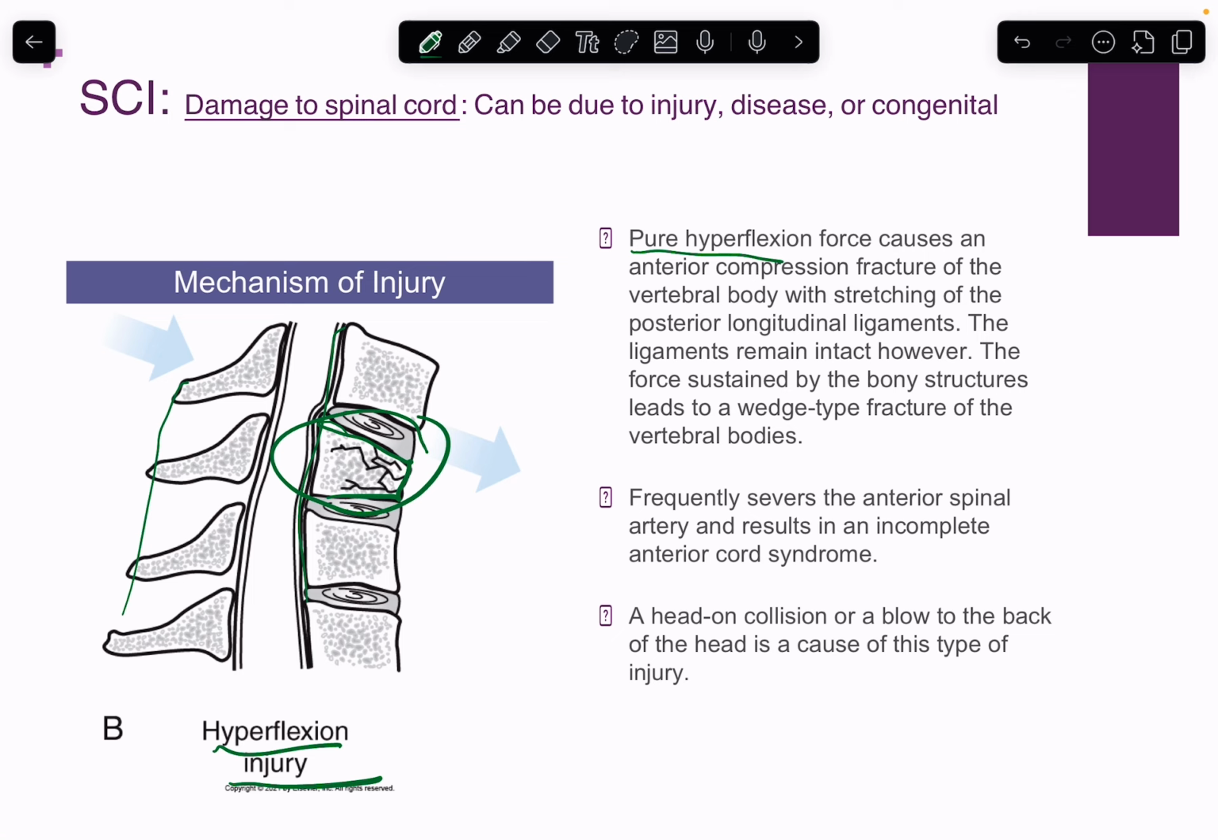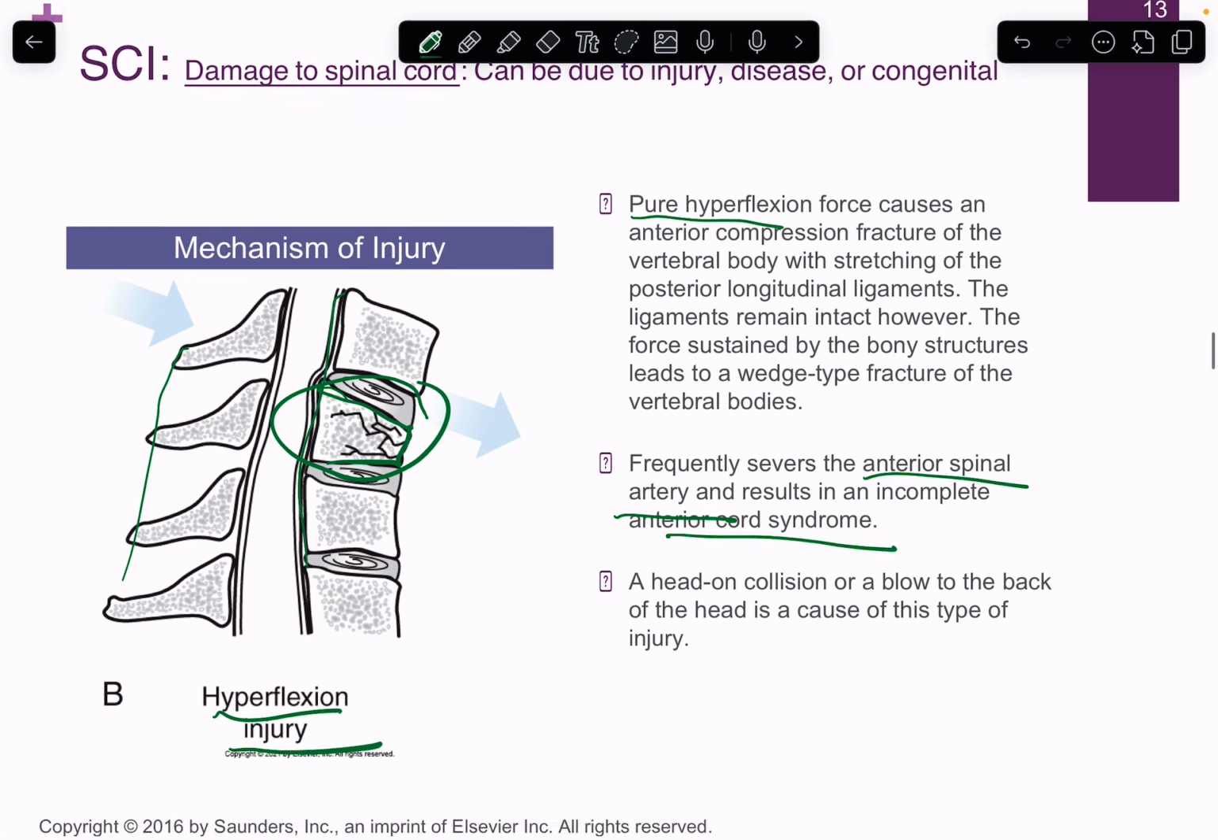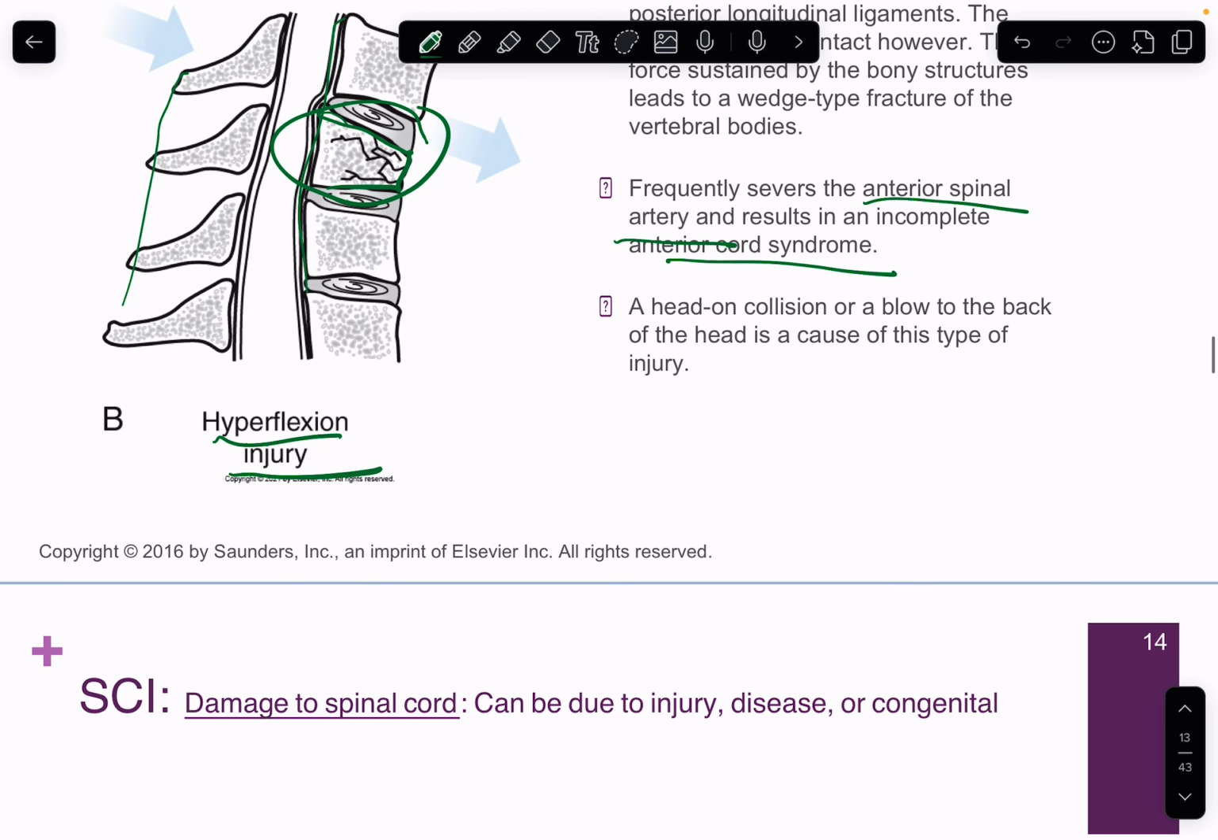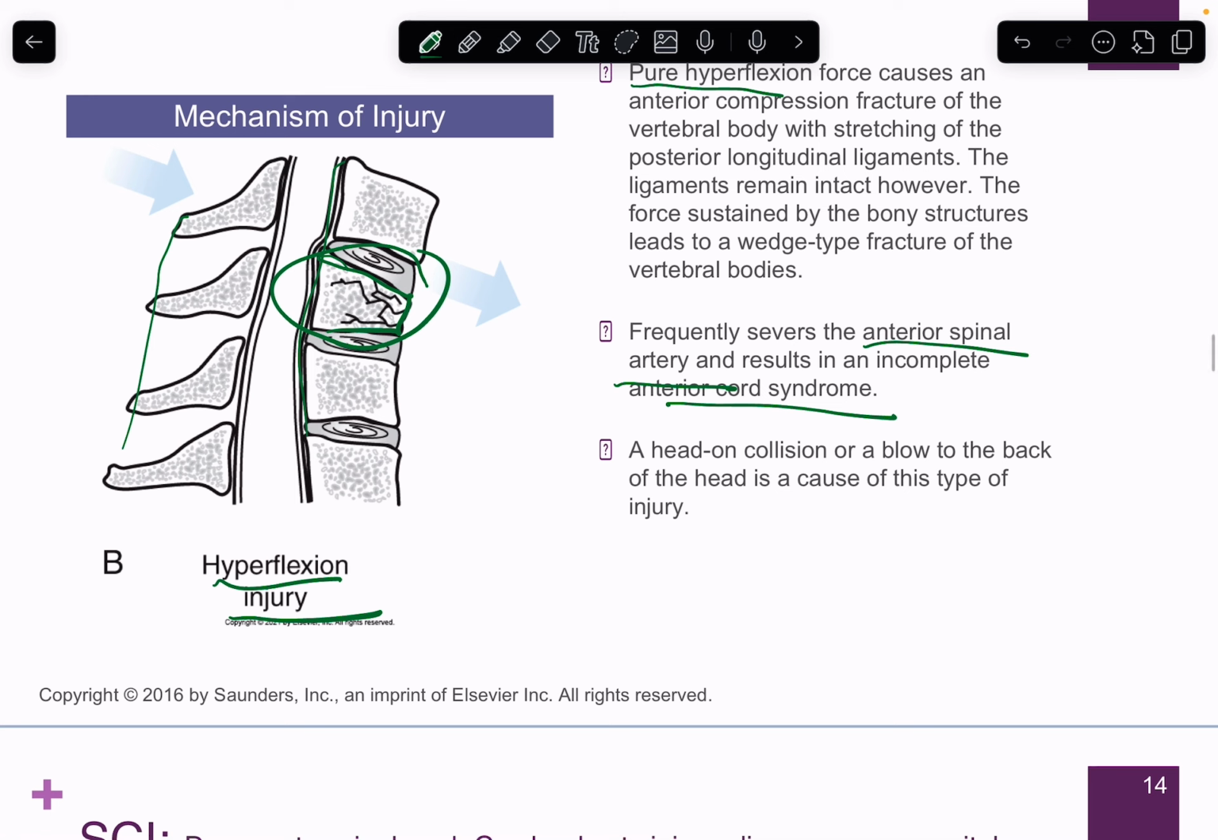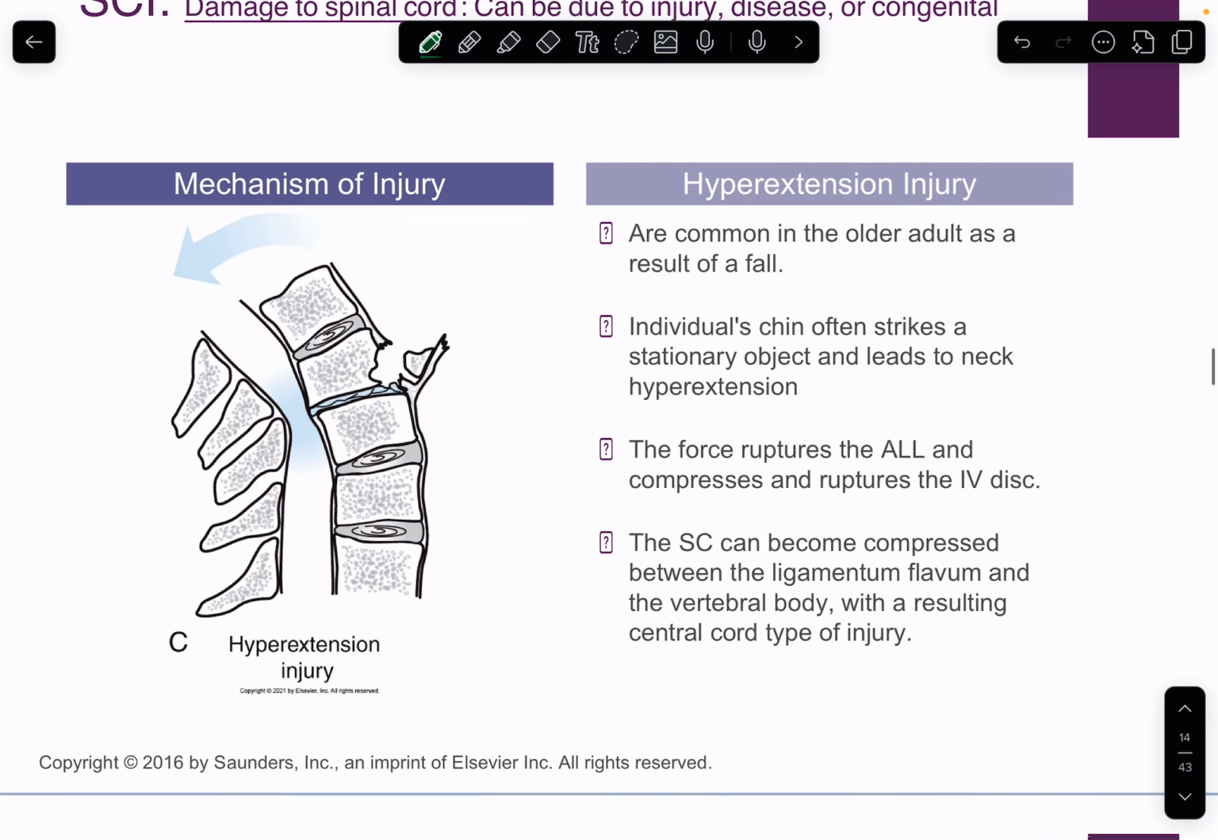It frequently severs the anterior spinal artery and results in an incomplete anterior cord syndrome, as the anterior spinal artery provides blood supply to the anterior cord area of the spinal cord. A head-on collision or a blow to the back of the head will cause the hyperflexion injury.